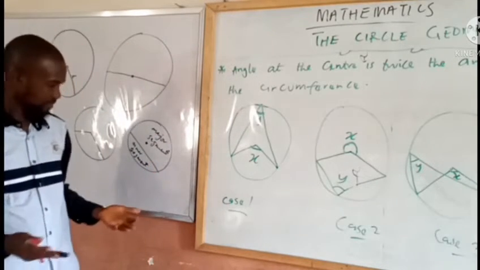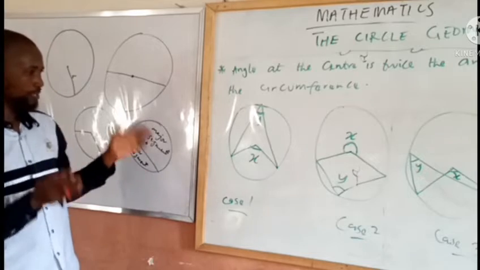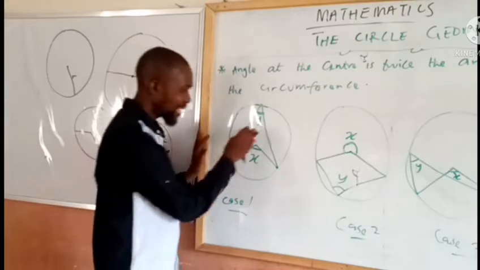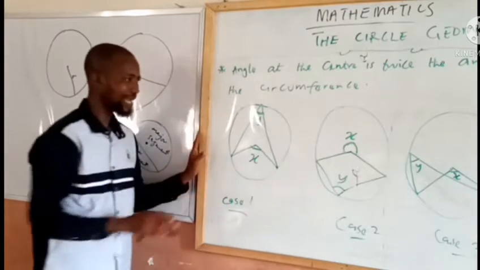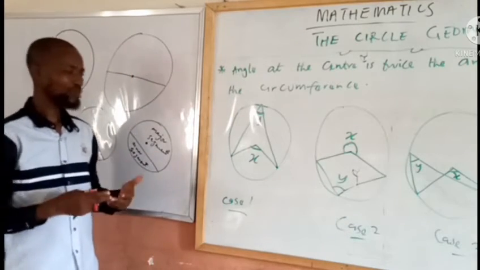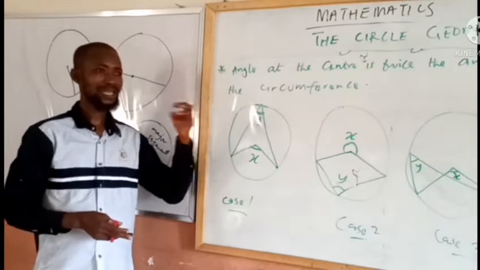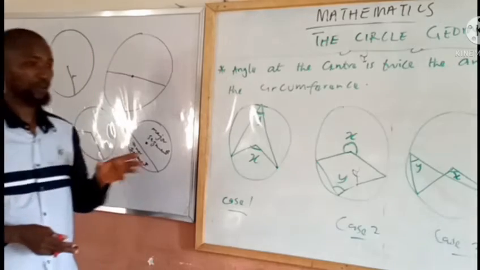But when we are given a question to solve, and what we observe is that the question looks like any of the three diagrams here, then the right theorem we are going to apply is the one which states that the angle at the center is twice the angle at the circumference.